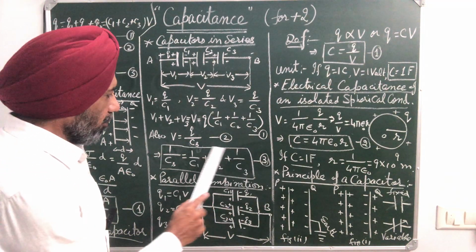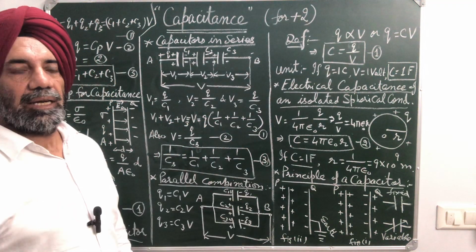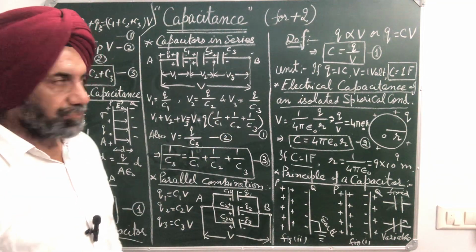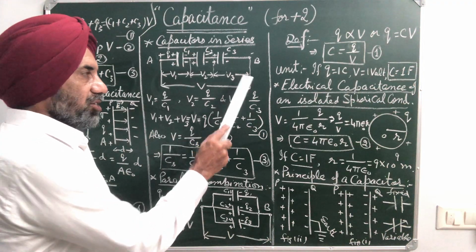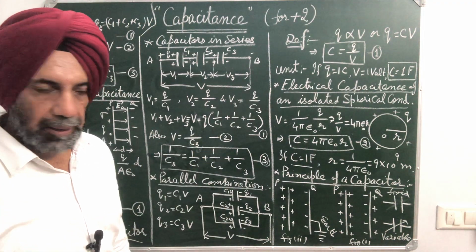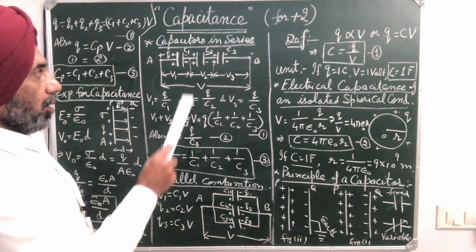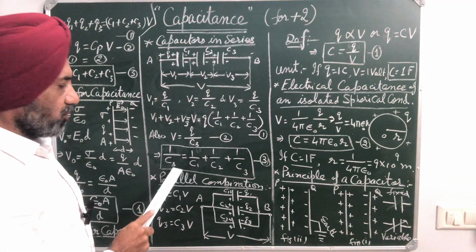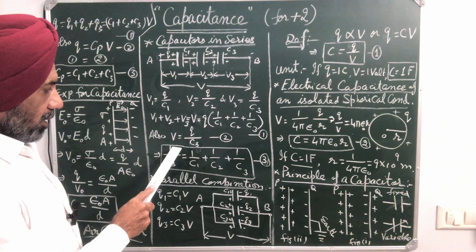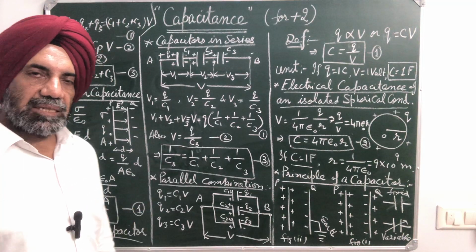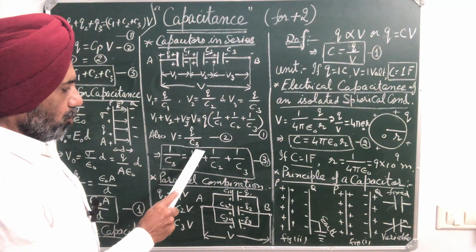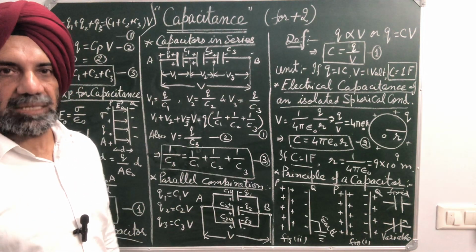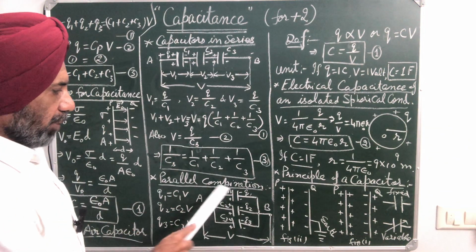It means when a number of capacitors are connected in series, charge on each capacitor remains the same, whereas potential difference across each capacitor will be different. Therefore, the total capacitance of the combination in series is given by this formula. That is, reciprocal of the capacitance of the series combination is equal to the sum of the reciprocals of the individual capacitances. Then parallel combination.